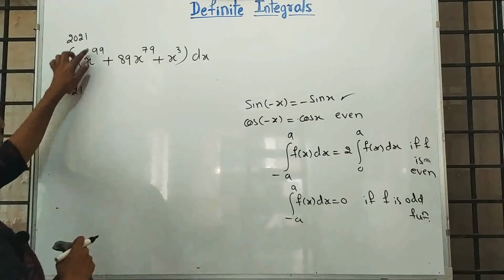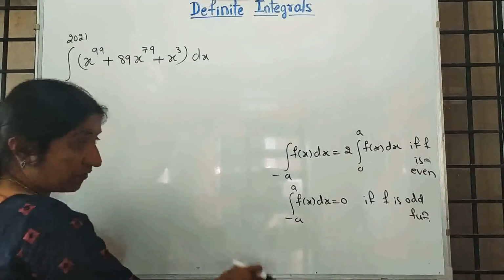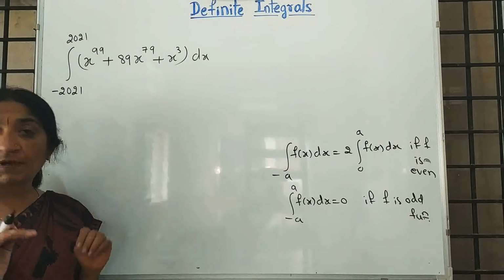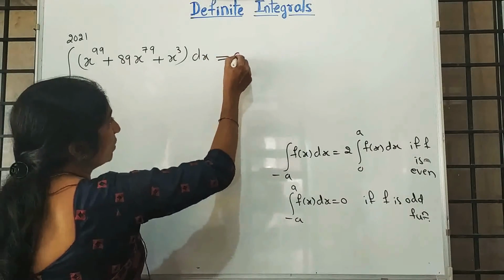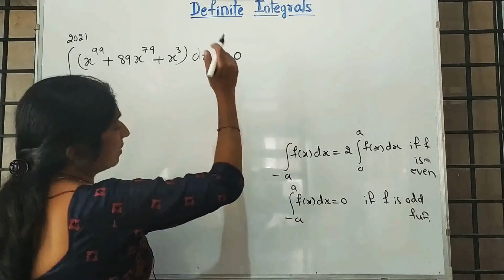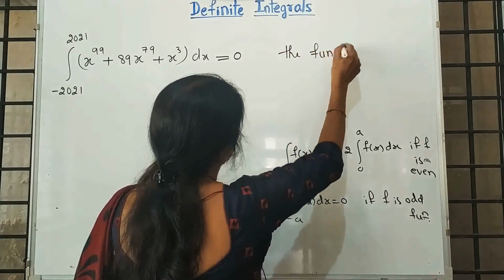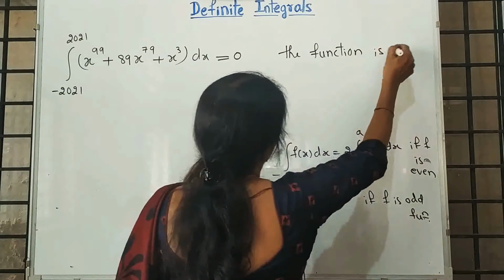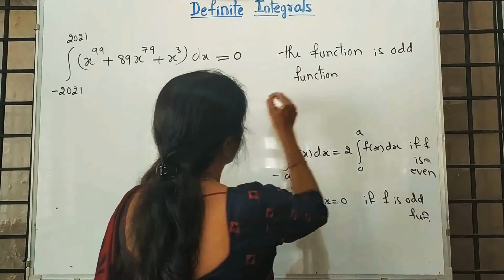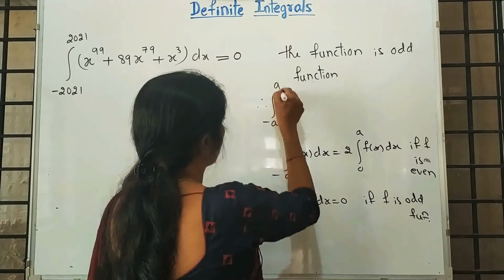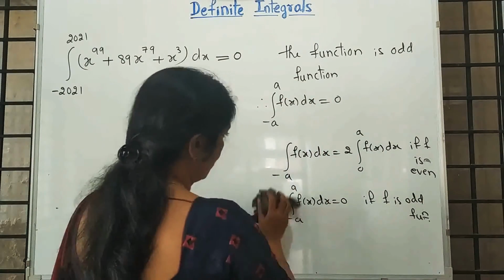Now, here x raised to 99, the power is odd. x raised to 79, again the power is odd. x raised to 3, the power is odd. Total expression is an odd function. Odd function means without thinking anything, just write down the answer 0 and in front of that write that the given function is an odd function. Therefore, integration from minus a to a, f of x dx is equal to 0.